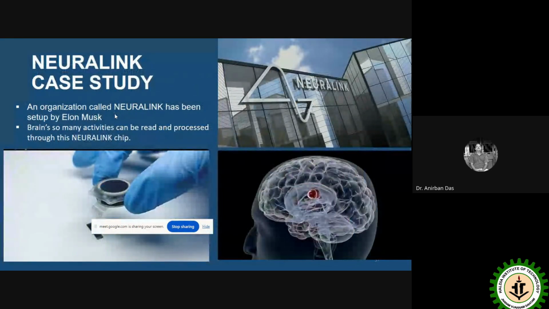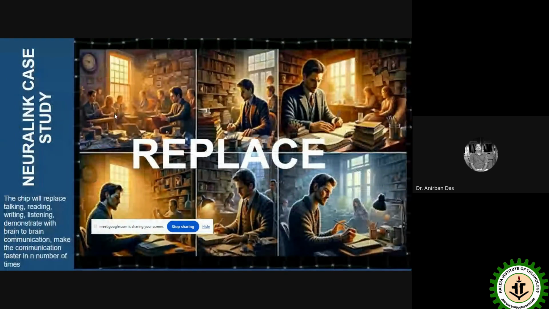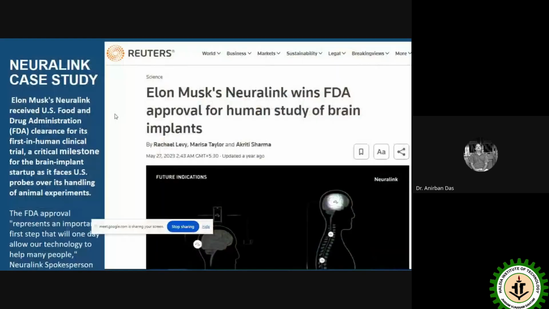Now there is a case study I'll be discussing with the Neuralink chip, right? Nowadays, the way we talk, the way we listen, we write, we demonstrate, we may convince people, like I am telling something and you are the listeners, or vice versa. So these very modes are going to be abolished, right? These ways of communication are going to be replaced with AI.